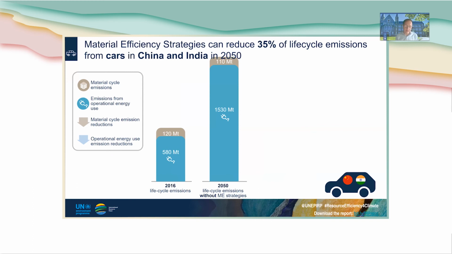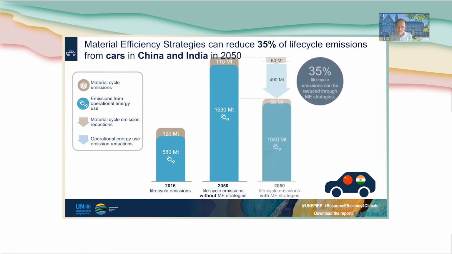And here we have the situation for vehicles in China and India. Here we assume that they will be driven more. Today, these vehicles, at least in China, are not driven very far. There will be a lot more of them. And so that's why the emissions increase despite the shift to clean energy. Next. And here also emissions can be reduced by 35%.